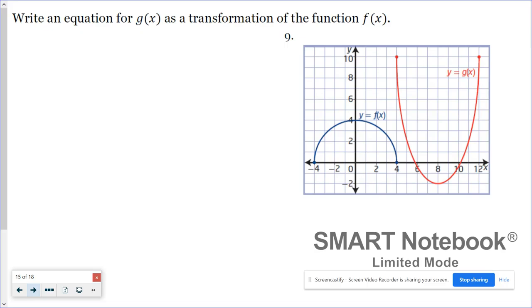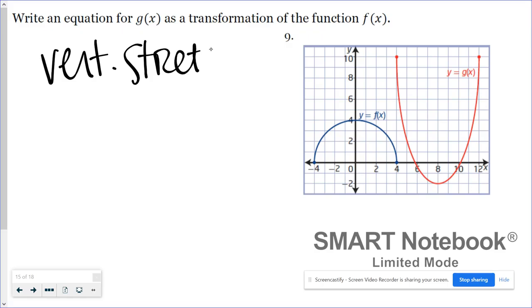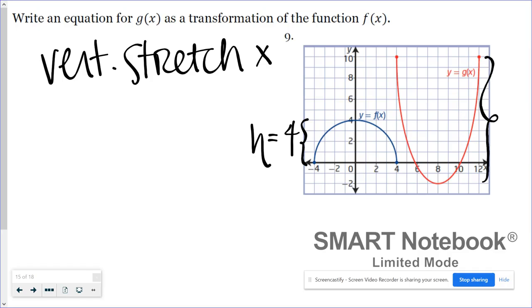Okay, let's take a look at another one. We're starting with our blue function and going to our red function. What are some things that you notice? Clearly this has been stretched out. The question is, what is the stretch factor? Our blue graph originally had a height of 4, and our new graph has a height of 12. If it went from a height of 4 to a height of 12, what's the stretch factor? The stretch factor would be 3.